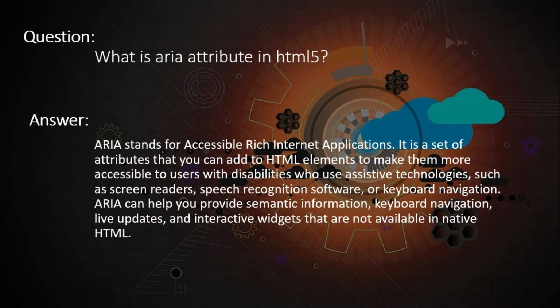What is ARIA attribute in HTML5? ARIA stands for Accessible Rich Internet Applications. It is a set of attributes that you can add to HTML elements to make them more accessible to users with disabilities who use assistive technologies, such as screen readers, speech recognition software, or keyboard navigation. ARIA can help you provide semantic information, keyboard navigation, live updates, and interactive widgets that are not available in native HTML.